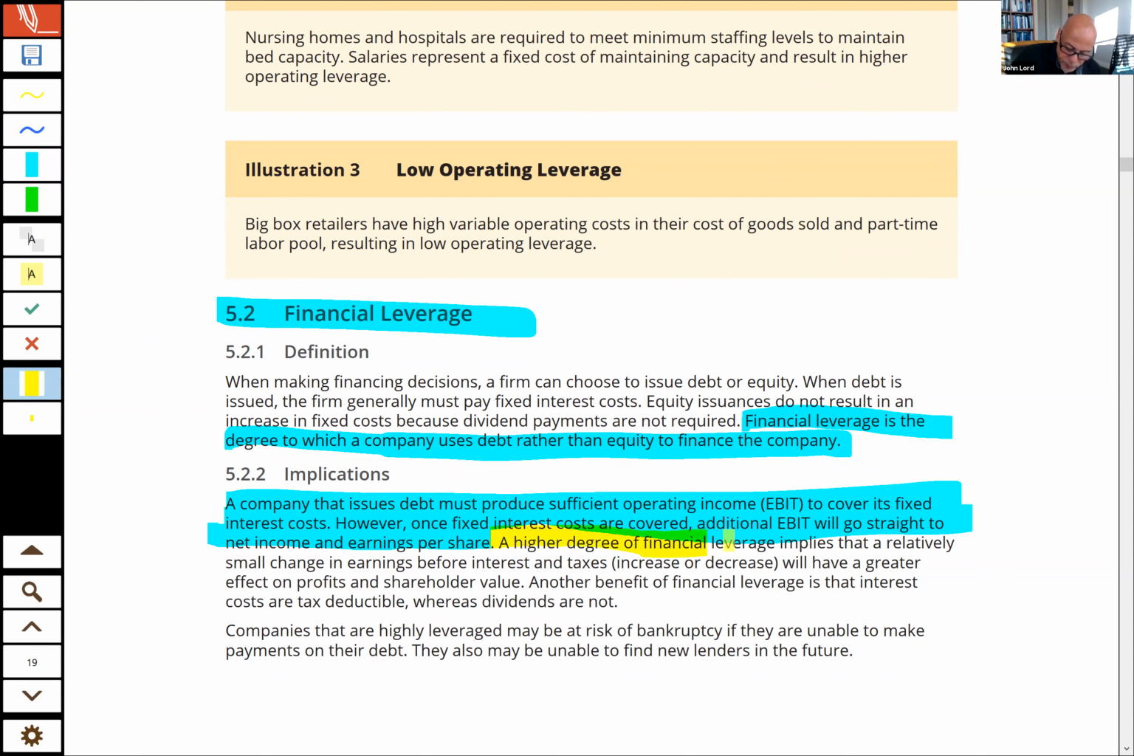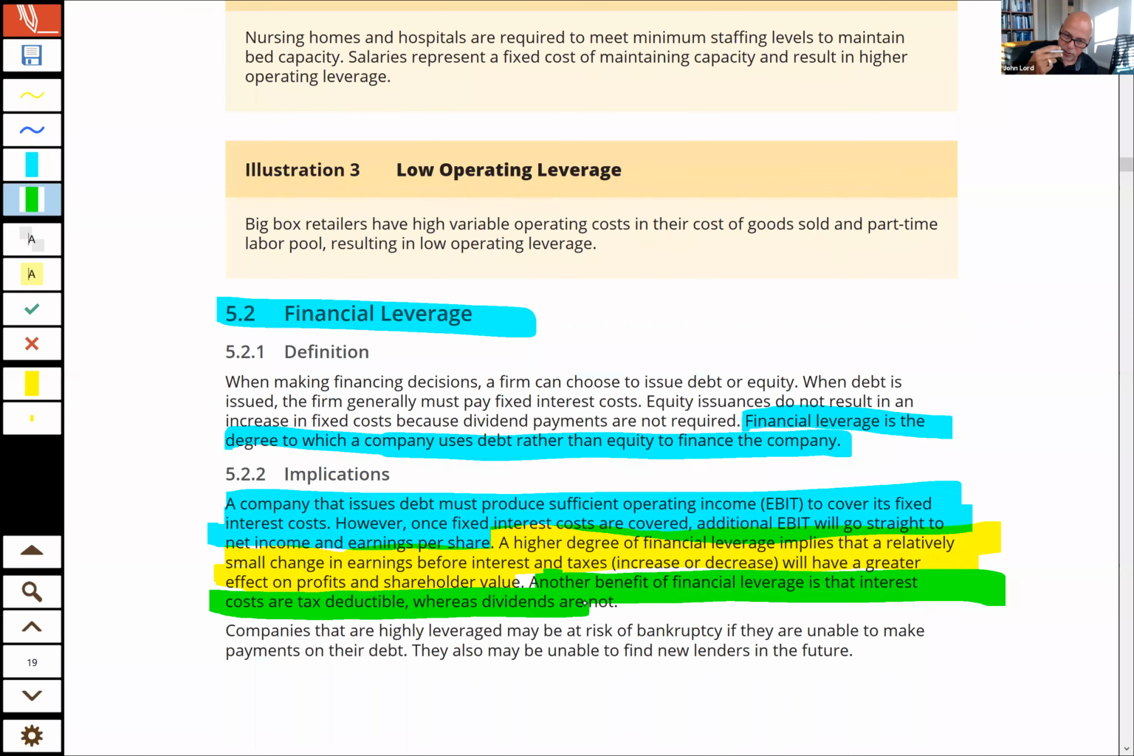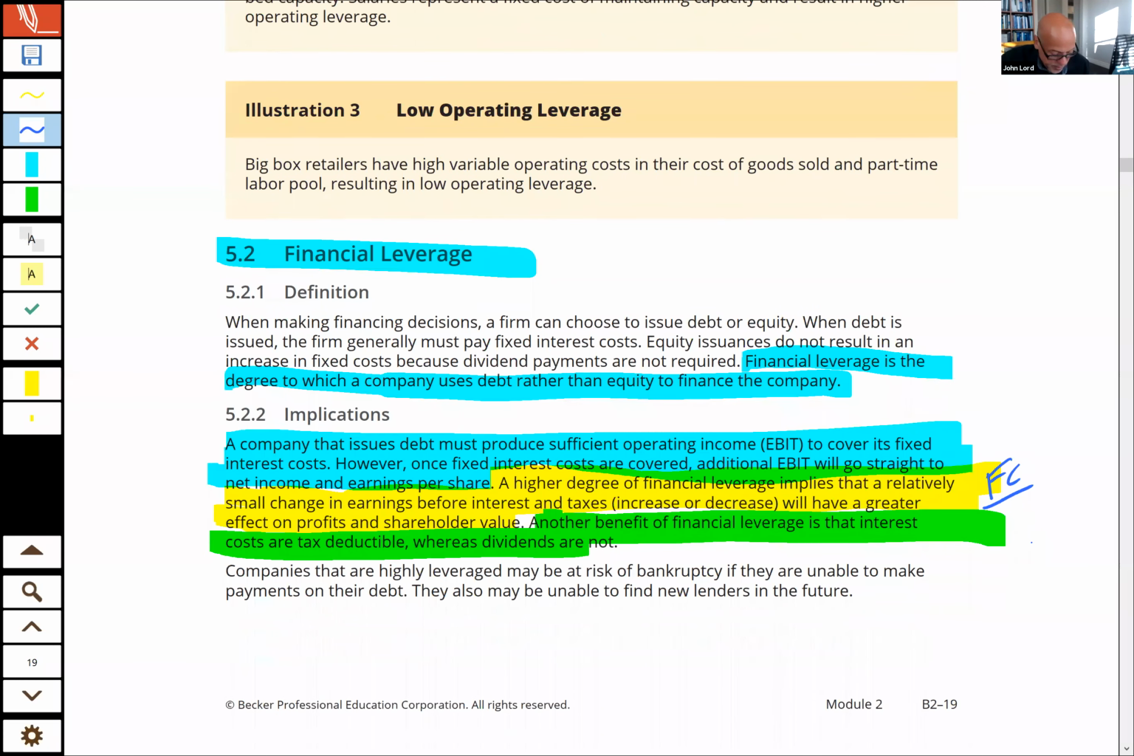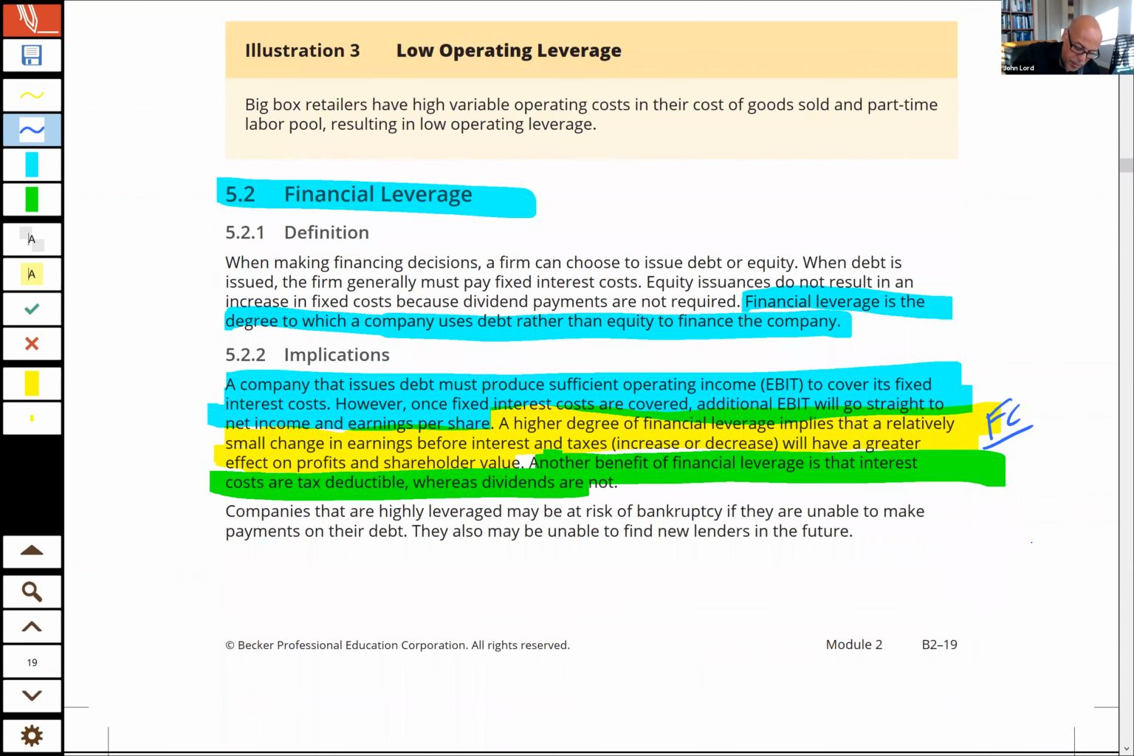A higher degree of financial leverage implies a relatively small change in earnings before interest and taxes will have a greater effect on the profits of the shareholders. And of course, the fact that interest is tax deductible makes the after-tax effect of the interest less. So we can flashcard that point there. And then coming down, companies that are highly leveraged may be at risk of bankruptcy if they are unable to make the payments on their debt.